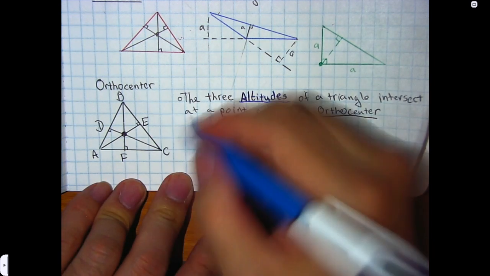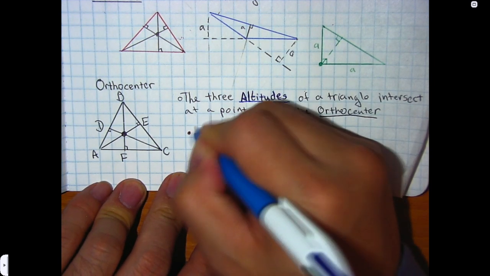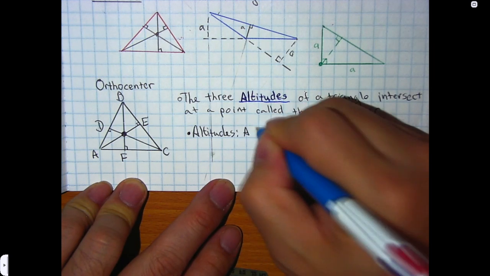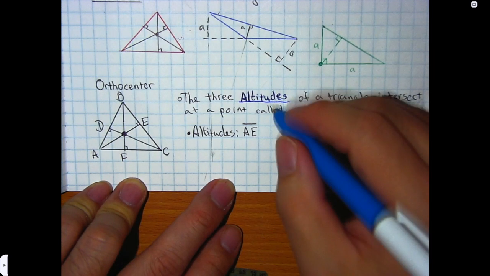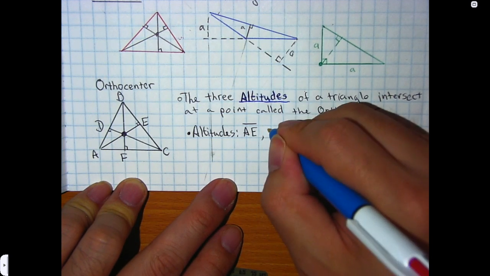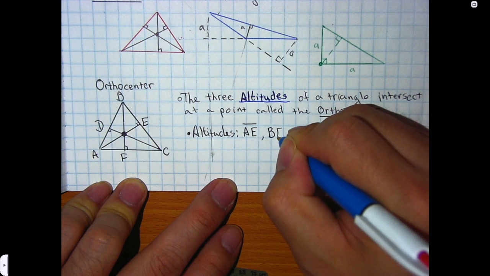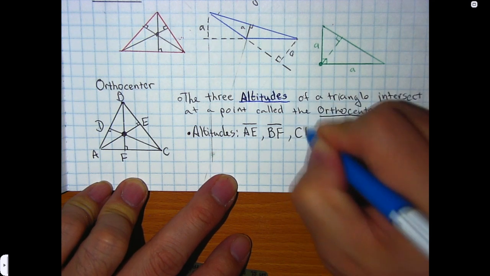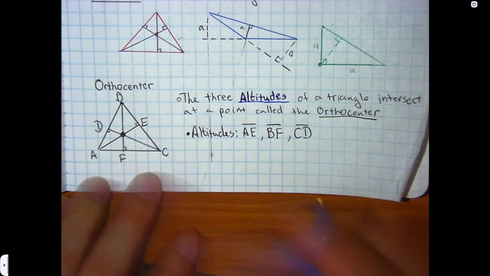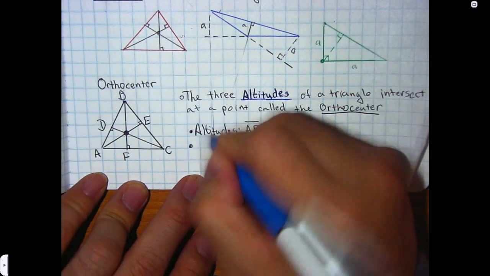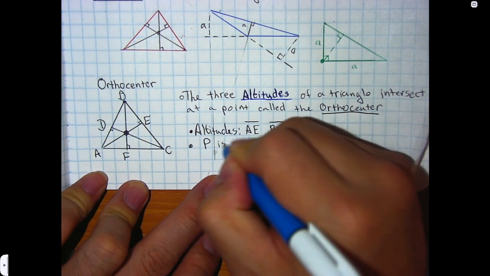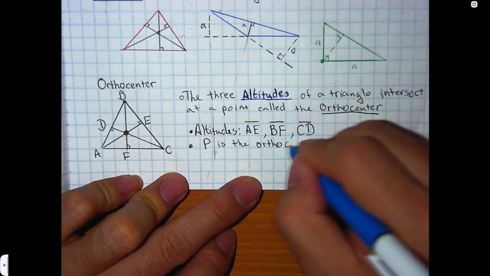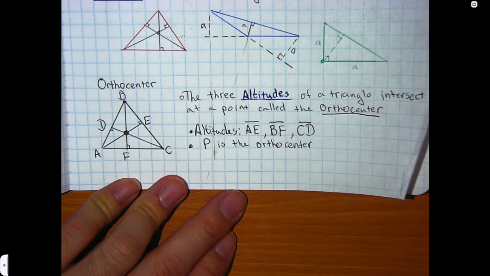Okay, so the altitudes that we have, for example, are going to be from A to E, a perpendicular segment, B to F, from this vertex to the opposite side, and the segment C to D. For this one, we named point P as the orthocenter. Now, it doesn't mean we always name it P, but this is what we're going to name it here.